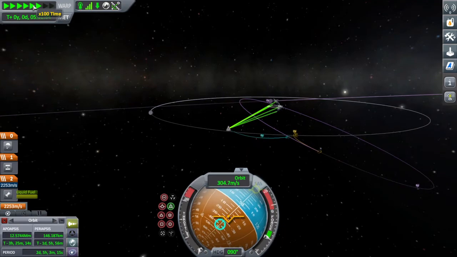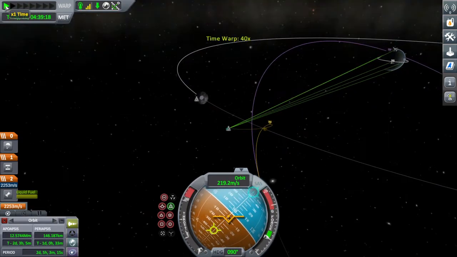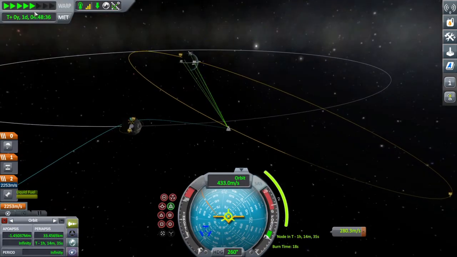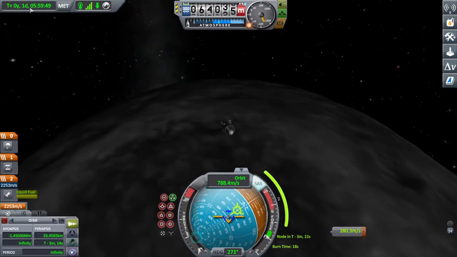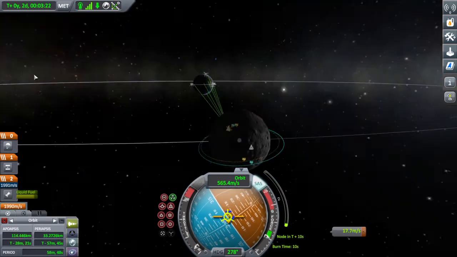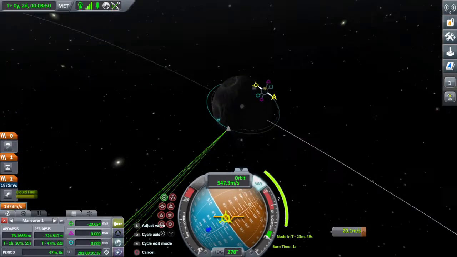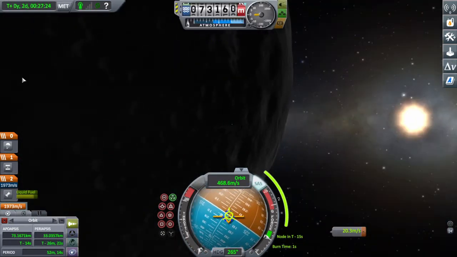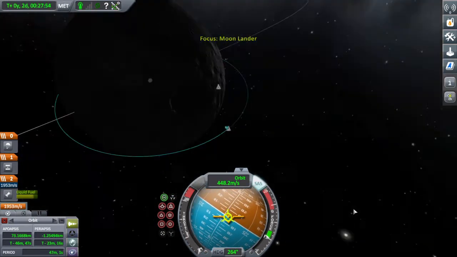Once we get there, we can burn retrograde at the peak of our orbit. Burning retrograde means that we're decreasing our forward momentum and slowing down, the polar opposite of prograde. So I burn retrograde for around 20 seconds until we get an orbit around the moon, and then burn a tiny amount on the other side of the orbit until we get a crash course trajectory onto the moon. Next is the last but most definitely not least part of this journey, landing.